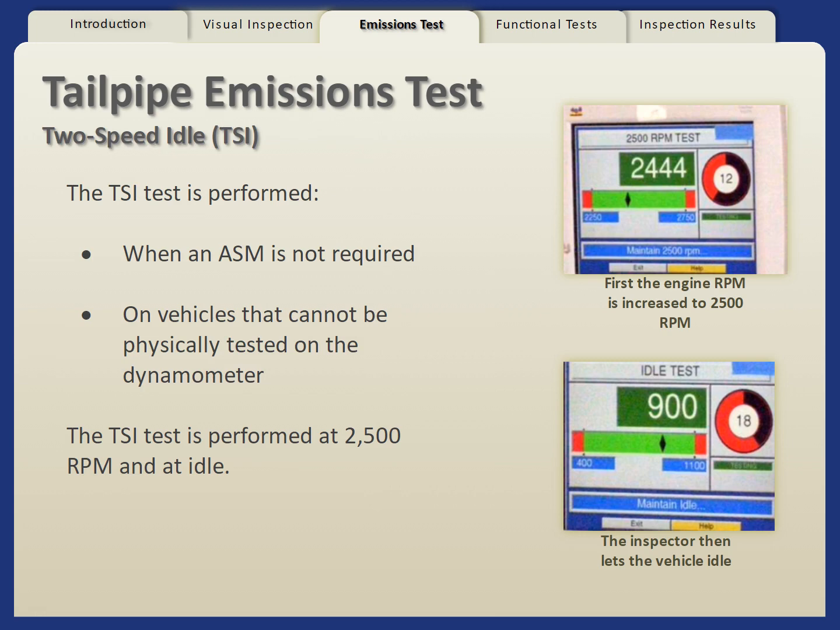The EIS can perform the two-speed idle emissions test when an ASM test is not required or on vehicles that cannot be physically tested on the dynamometer. For example, a vehicle with a full-time four-wheel drive or a non-disengageable traction control cannot be tested on a dynamometer. The two-speed idle test includes two test sequences: a 30-second 2500 RPM test and a 30-second idle test.